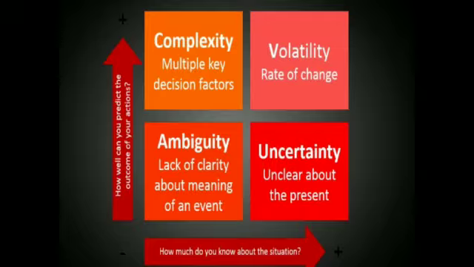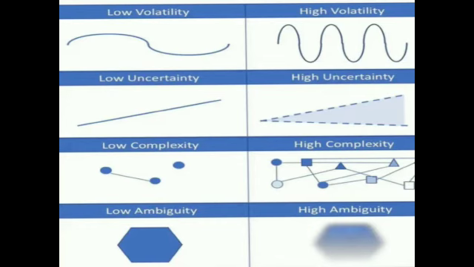So the last one is ambiguity. Here ambiguity means lack of clarity about the meaning of an event. Ambiguity refers to the lack of clarity about how to interpret something. Ambiguity is manifested in a lack of clarity and the difficulty of understanding exactly what the situation is.